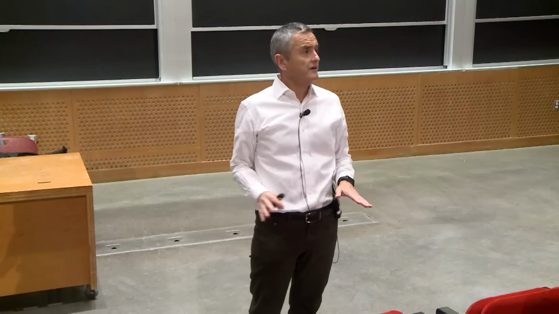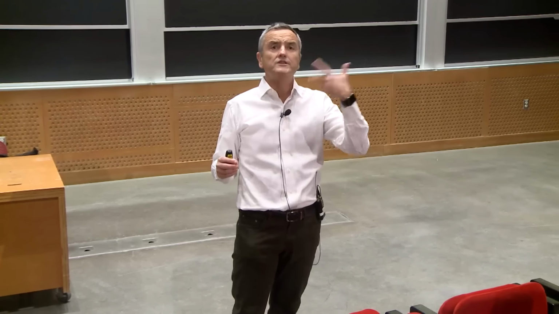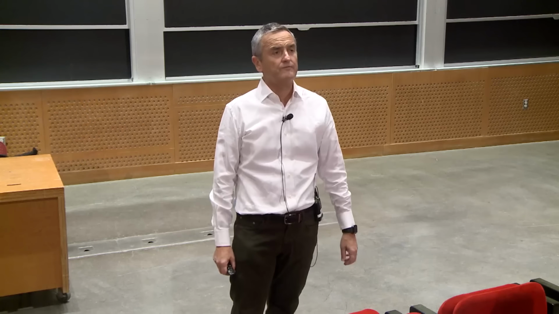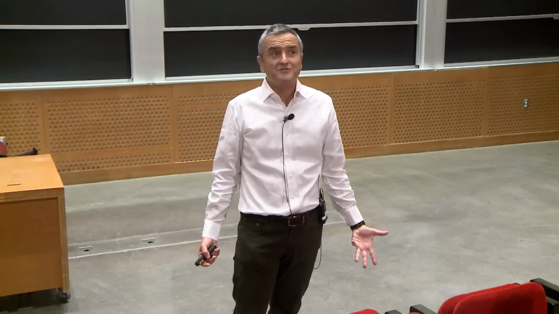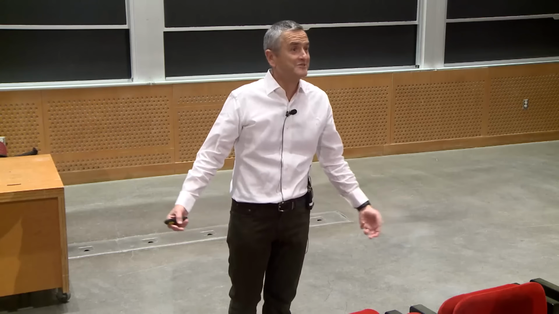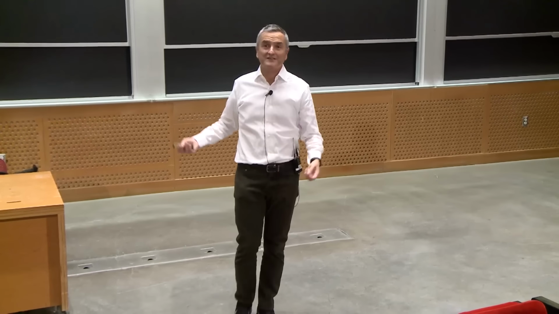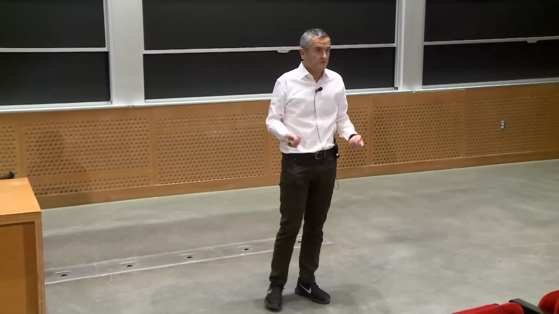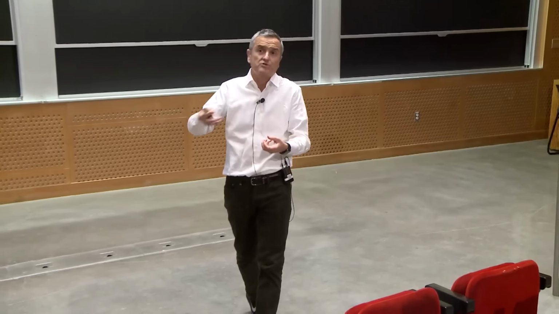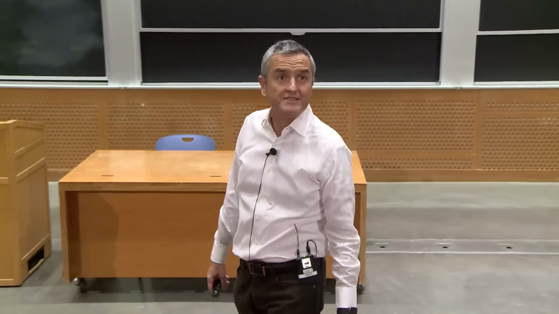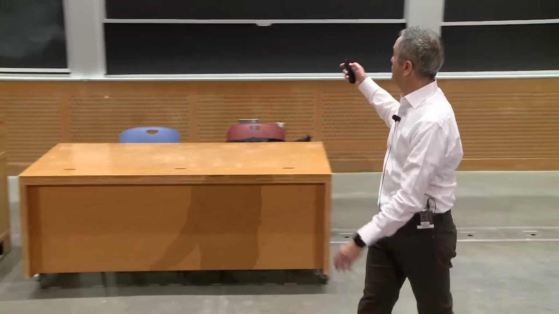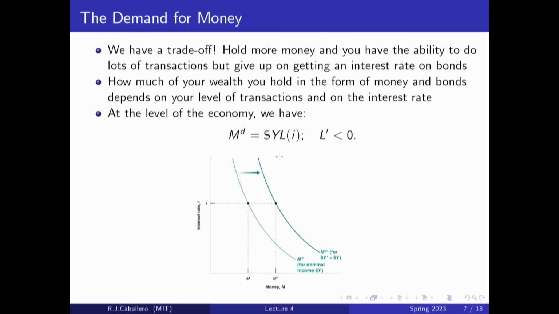Now, fix real output, and suppose that the price of goods doubles. Do you think you need more money to transact? Of course, because it's equivalent. Money is dollars. I have $10, and now prices are twice what they used to be. Well, I'm going to need more dollars to transact. Okay? So that's the reason we have nominal GDP here rather than real GDP. Okay, good.